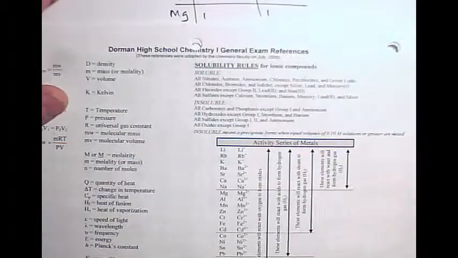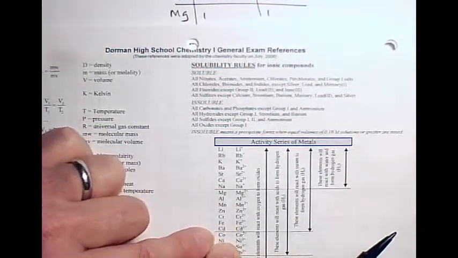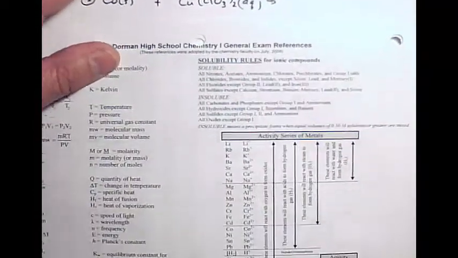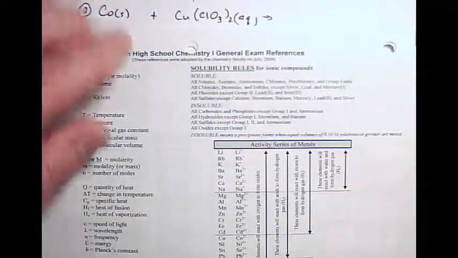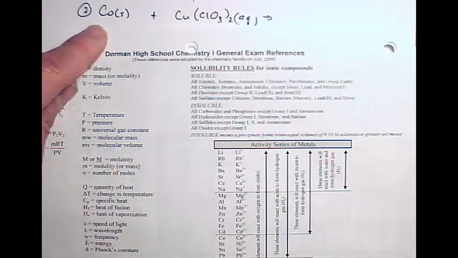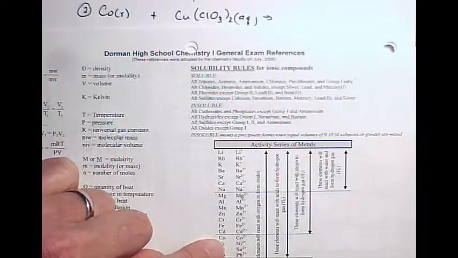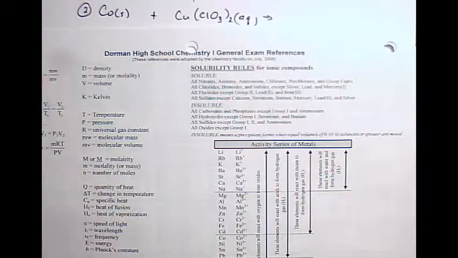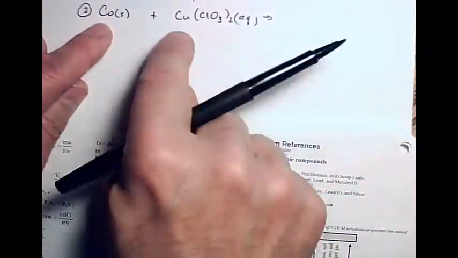Now look on the activity series, and we see that cobalt's right here. Okay? Let me raise this up so you can see all of it together maybe. Cobalt and copper. Here's cobalt, and copper's down here. Cobalt's the metal by itself. Copper's the metal in the compound. So will cobalt displace copper? Yeah. If the metal by itself is higher, it'll displace the metal that's in the compound, the metal ion in the compound.